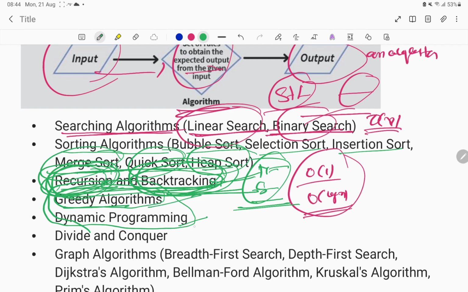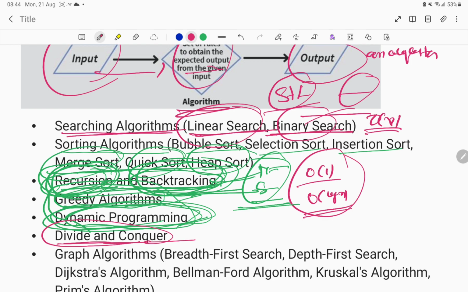Okay, but dynamic programming can never fail. Dynamic programming is the most important algorithm that you should remember. We will be making a video on dynamic programming as well, so don't worry about it, and greedy as well. Now, divide and conquer is a very important algorithm.